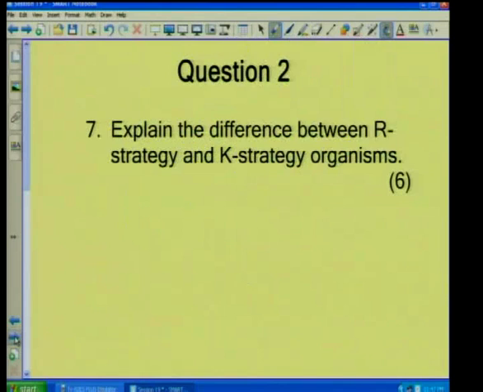marks. Okay, last question, or second last one, I think. It says, explain the difference between R strategy and K strategy. Now, it's actually very easy. R strategy is... I always think of R strategy representing rats, and I always think of rats as little tiny creatures that run around and scavenge.